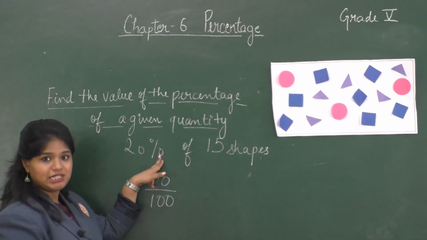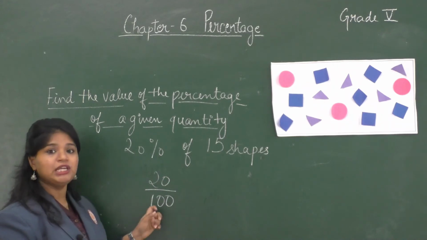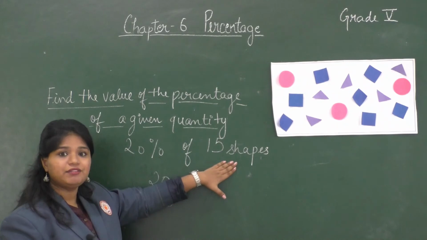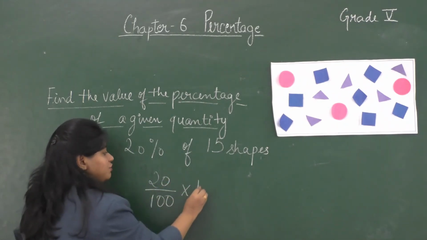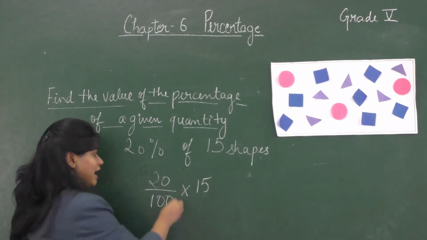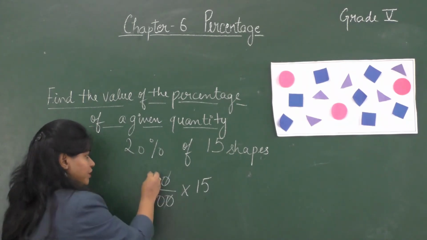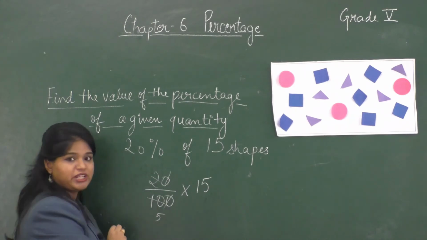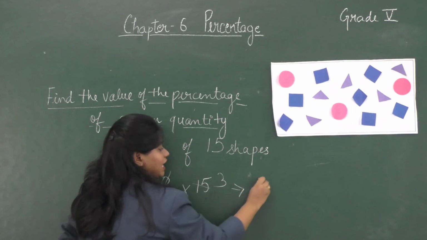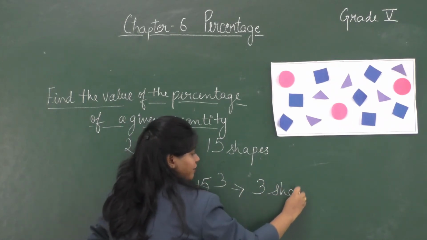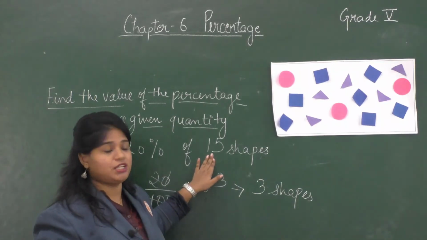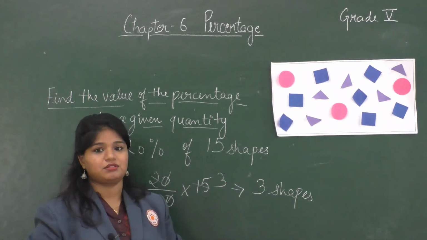We have already learned how to convert a percentage into a fraction: we omit the percentage sign and add 100 to the denominator. Now we will multiply this fraction by the given quantity. So 20 by 100 into 15. Now we will simplify this. I can cancel 0 by 0, and 2 and 10. So we get 5. Further we cancel, we get 3. So we get the answer as 3 shapes. We can say that 20% of 15 shapes is equal to 3 shapes.